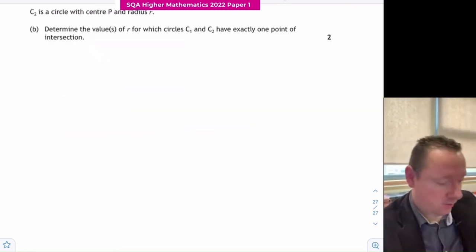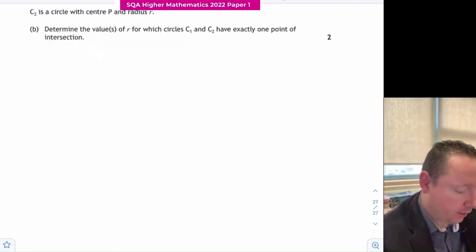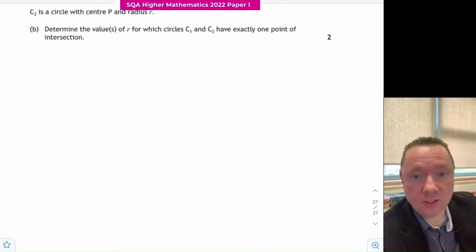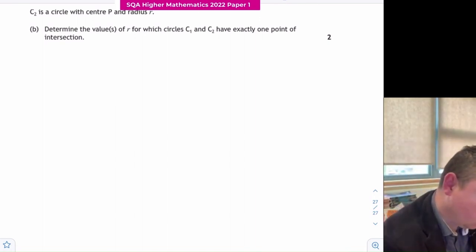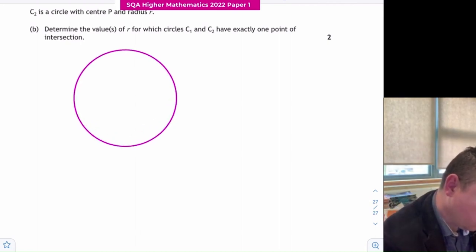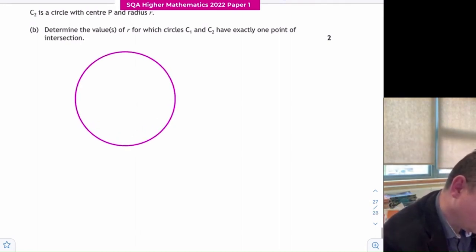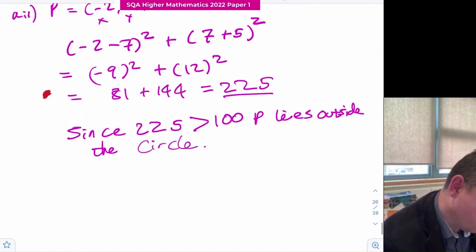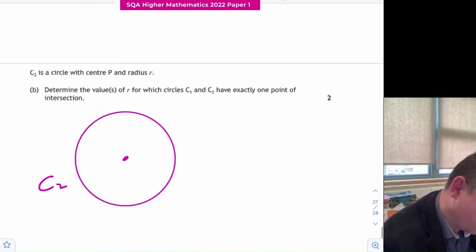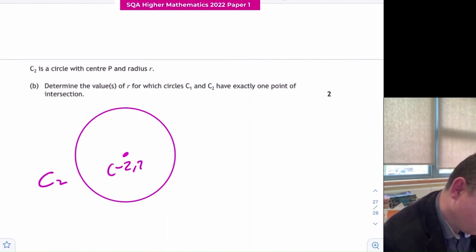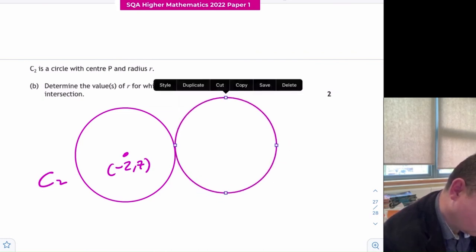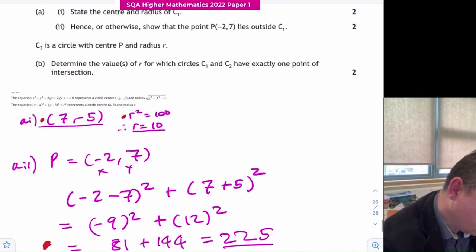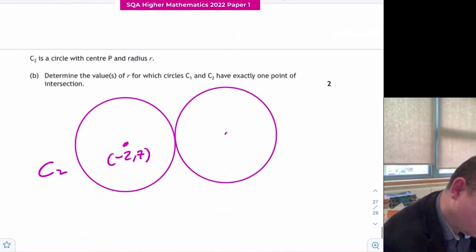Part B says that C2 is a circle with centre P and radius r. Determine the values for which C1 and C2 have exactly one point of intersection. So you've got 2 options. If I draw a circle here, then we'll call this C2. And its centre is P, which, if we remind ourselves, was minus 2, 7. And then we've got our first circle, let's call it C1. If we move that over so it's touching, the centre of that circle was 7, minus 5.